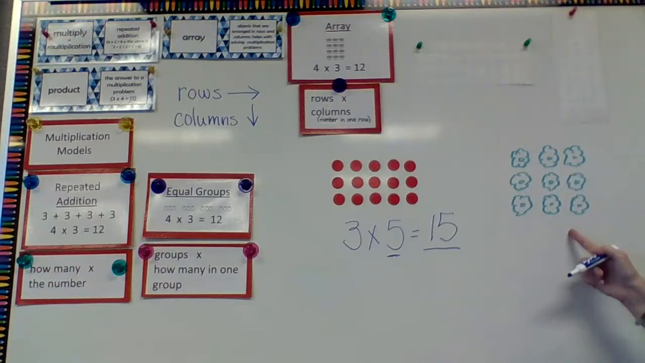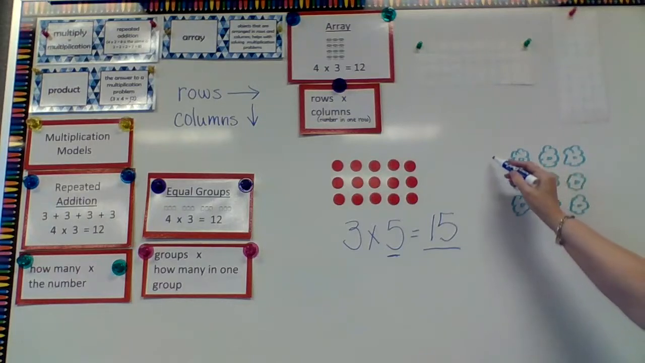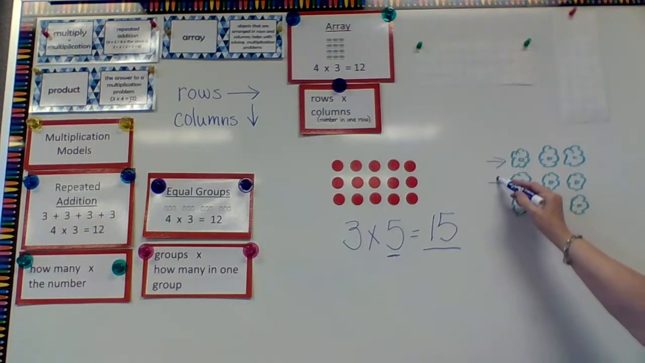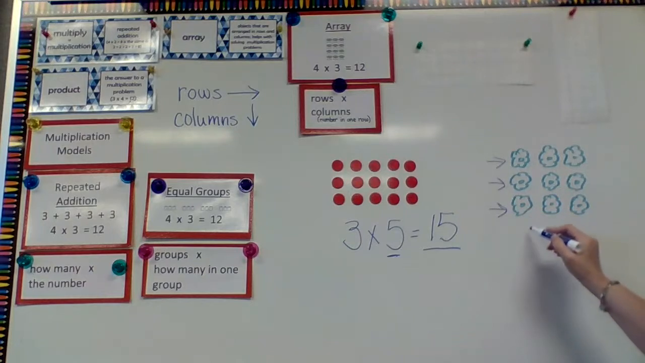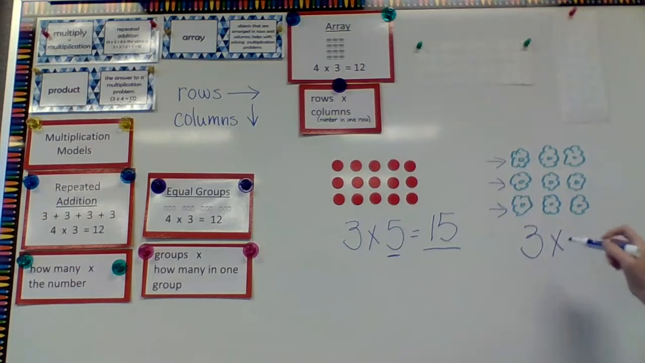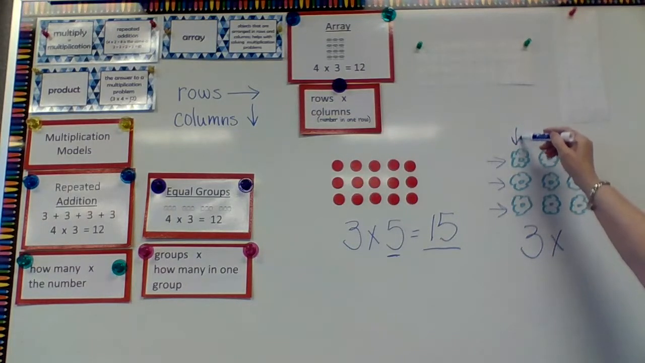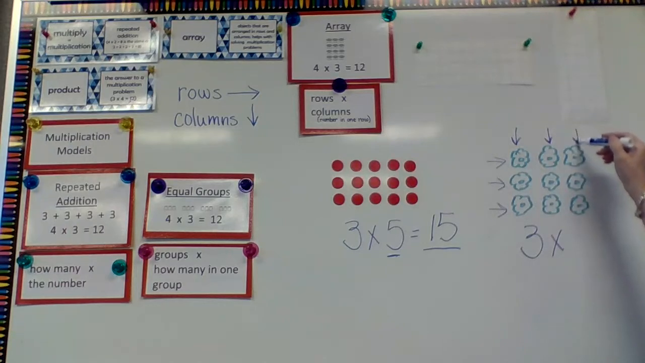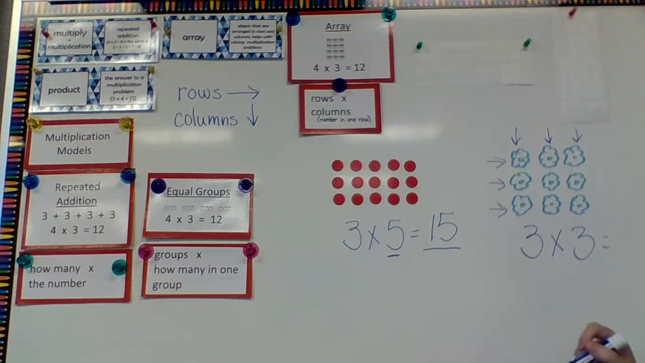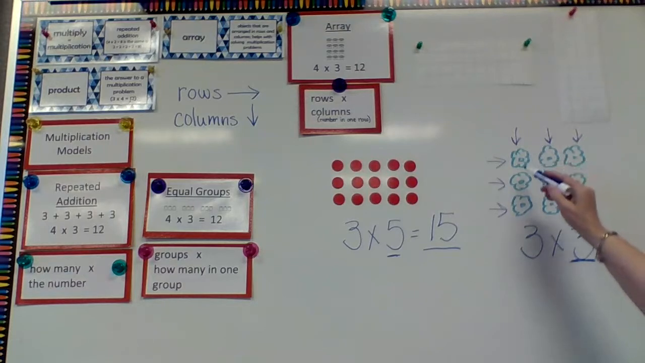Let's do the same thing with the flowers. How many rows going across? 1, 2, 3. Times how many columns? 1, 2, 3. So our multiplication sentence for this array is 3 times 3. All we have to do is count by threes. 3, 6, 9. 3 times 3 equals 9.